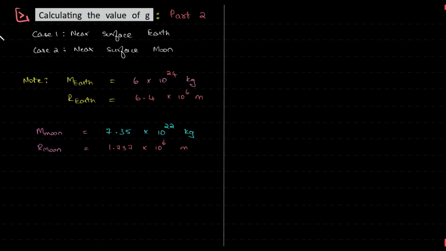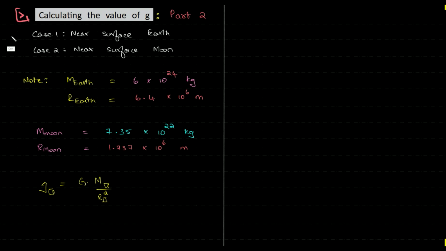We just saw that g, that is acceleration due to anything, right? Anything is given by G into mass of that particular thing divided by radius of that thing squared. So we saw it for the earth, but in general, this is the expression of acceleration due to gravity because of something.